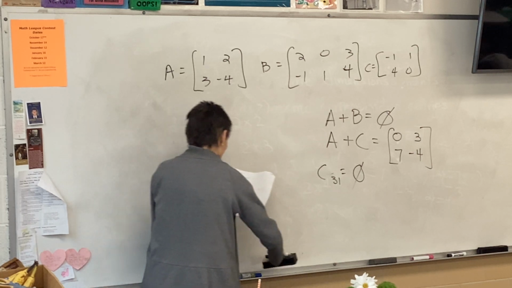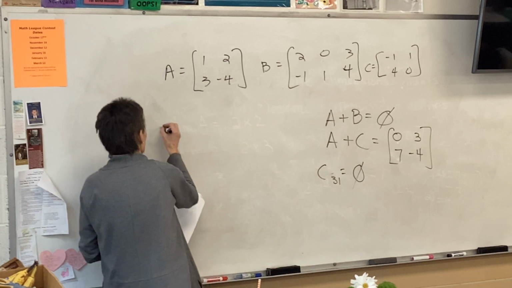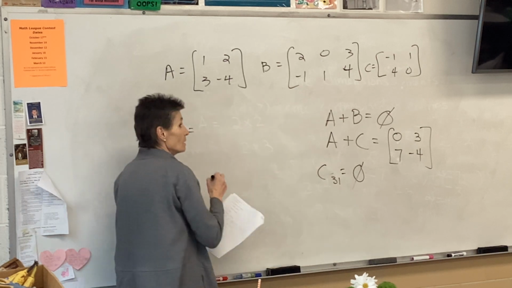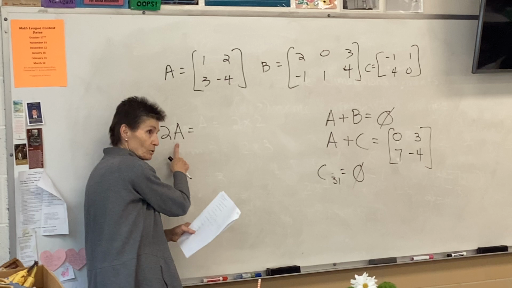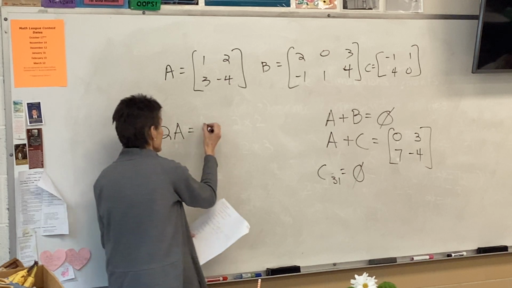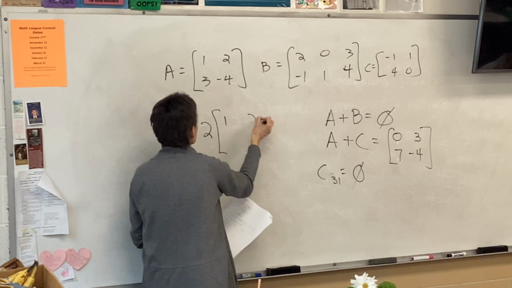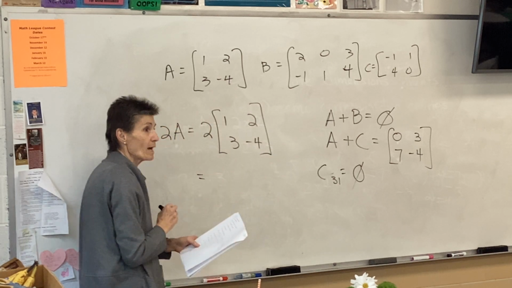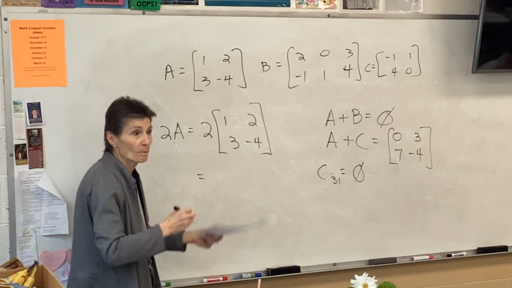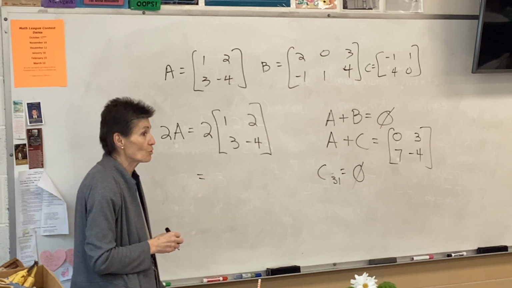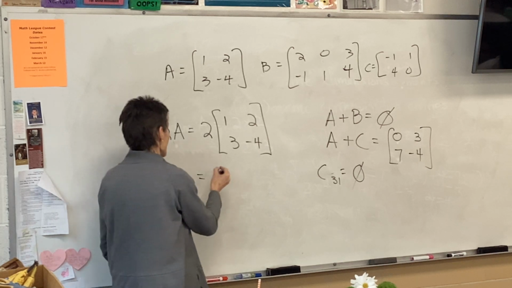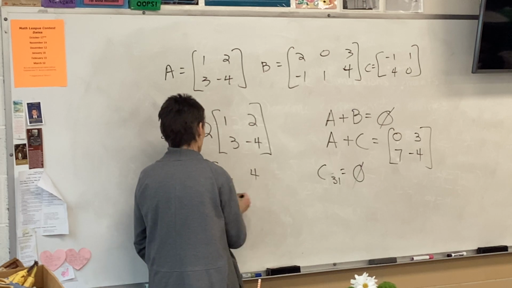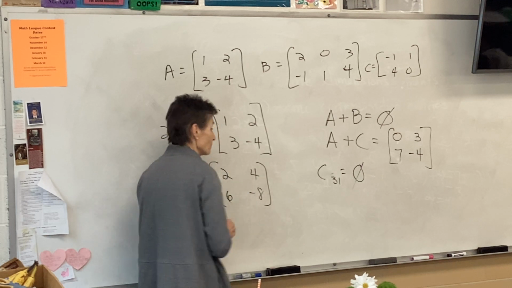Now, the next problem talks about scalar multiplication. I'm taking 2 times matrix A. Any thought on how I might do that? Multiply each number by 2. It's like a giant distributive property. So that would be 2, 4, 6, negative 8.